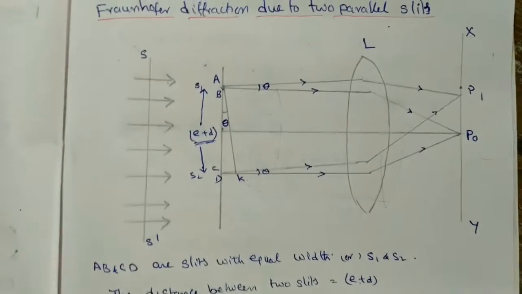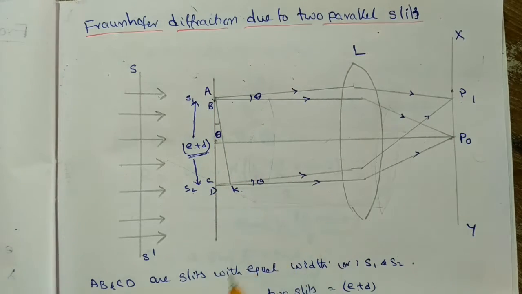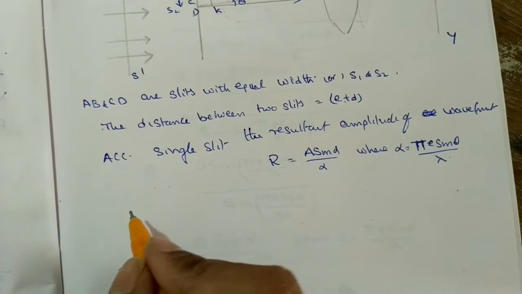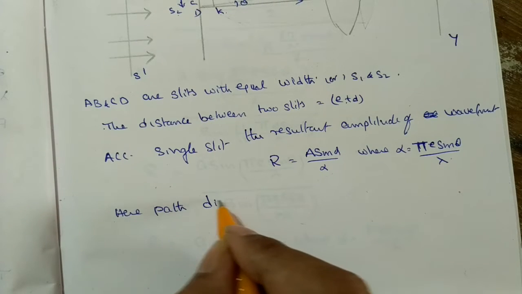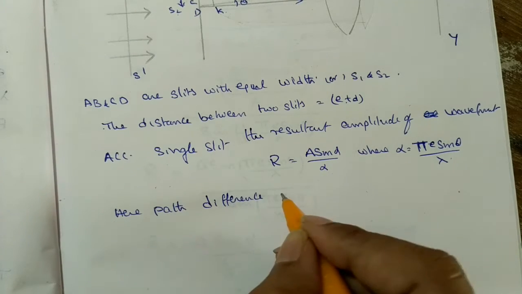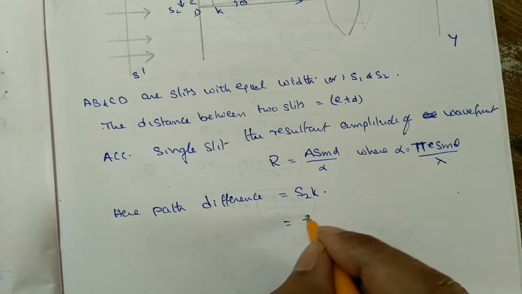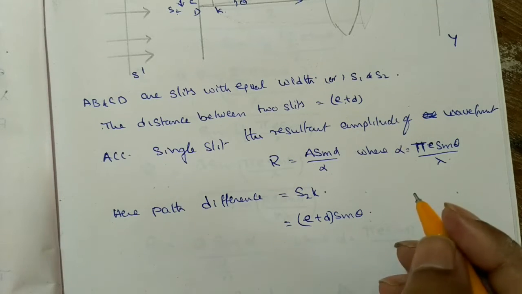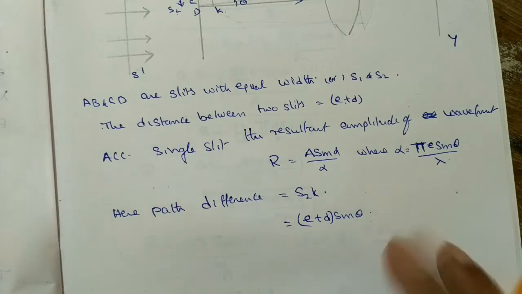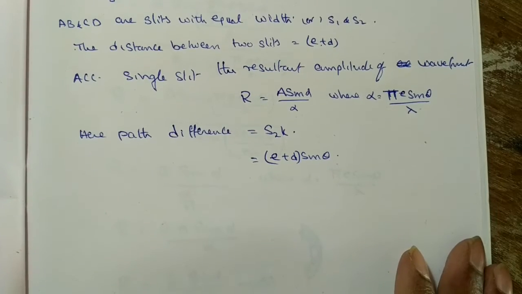Now come to this situation. I have to find out the path difference between two rays, this ray and this ray. The path difference is S2 to K, which is equal to (e plus d) sin theta. In case of a single slit, the path difference is e sin theta, but here it is (e plus d) sin theta because of two slits.